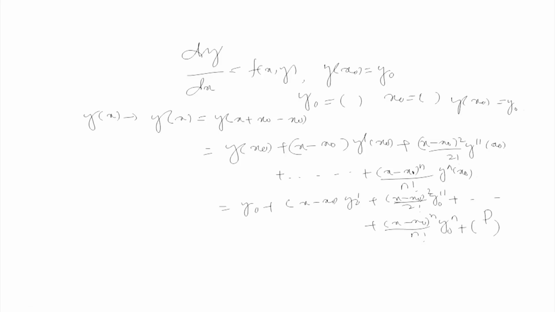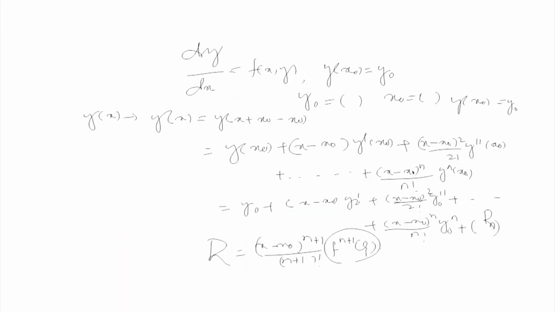The term immediately after the y to the power n term is called our remainder term, and it is written as R in the form (x minus x0) to the power n plus 1 divided by (n plus 1) factorial. Then we can write this as f to the power n plus 1 of zeta, since dy/dx is represented in the form f(x,y), where zeta lies between x0 and xn.